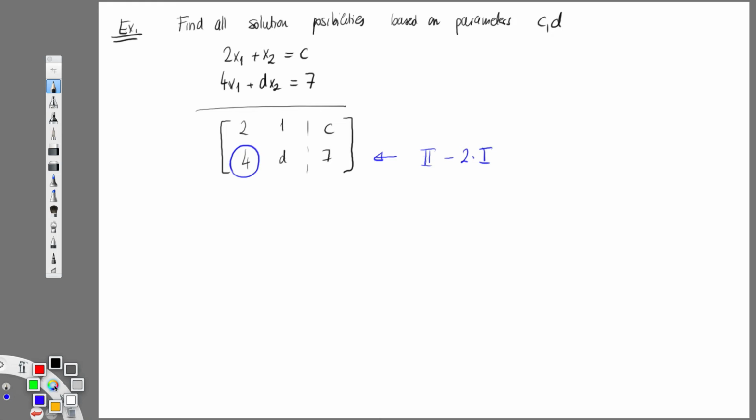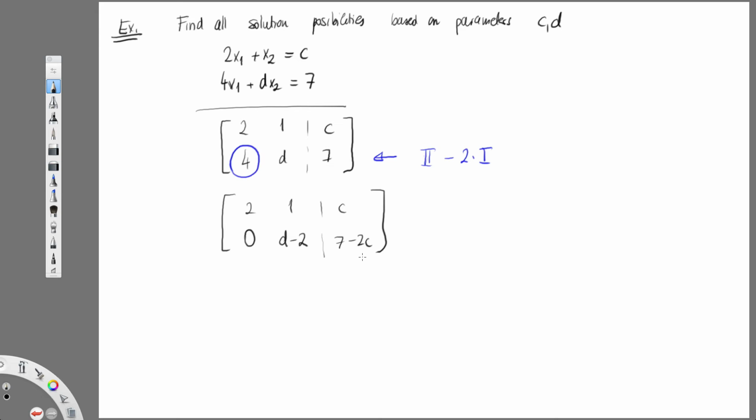So when I do that, what will I get? 0, D minus 2, and 7 minus 2C. So this is where I actually start analyzing. I don't know what C and D are, but I already hinted that if all three numbers are 0, that's the case when my second equation was actually a multiple of the first one.